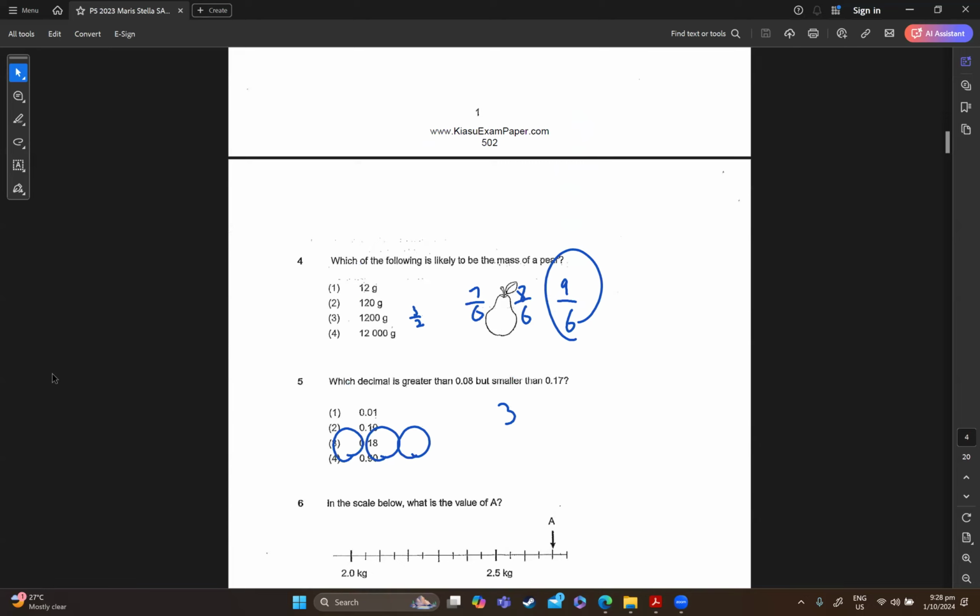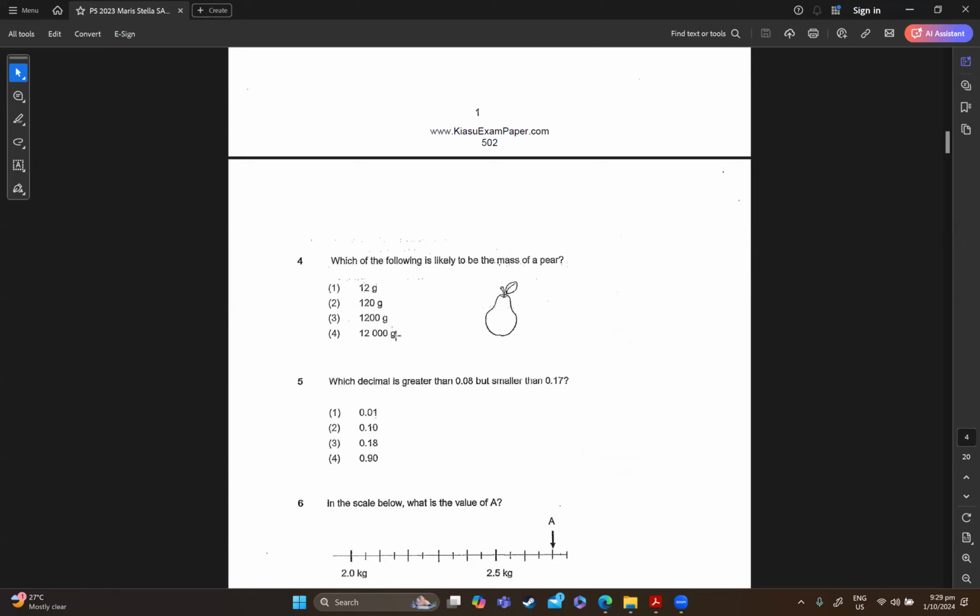Okay, so this is a logic-based question. Which of the following is likely to be the mass of a pear? It's obviously between option 1 and option 2. So option 2 is the most likely choice, okay? 120 grams.